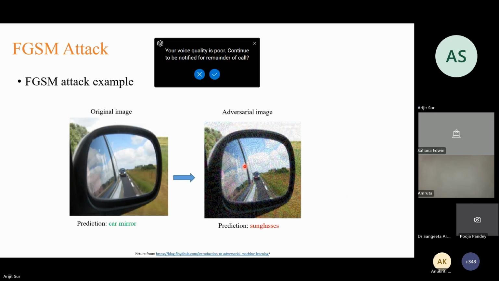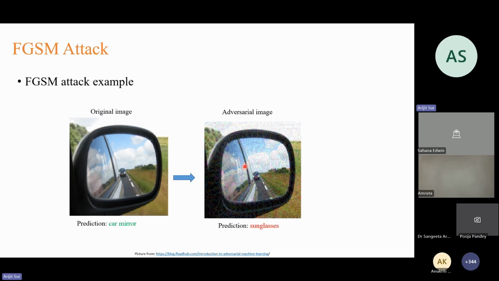You can see this is the car image, this is the original image, and this is the corresponding adversarial image, and we can get this idea.